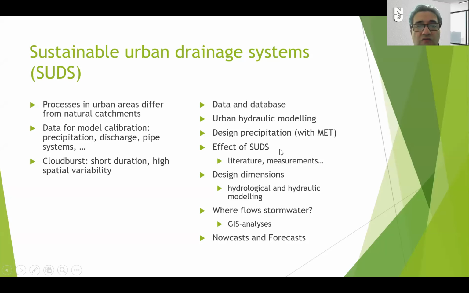Then you can make a kind of analysis for a sustainable urban drainage system for the given characteristics. Then you can make a design. You can suggest a kind of good design. So I will vote forever.